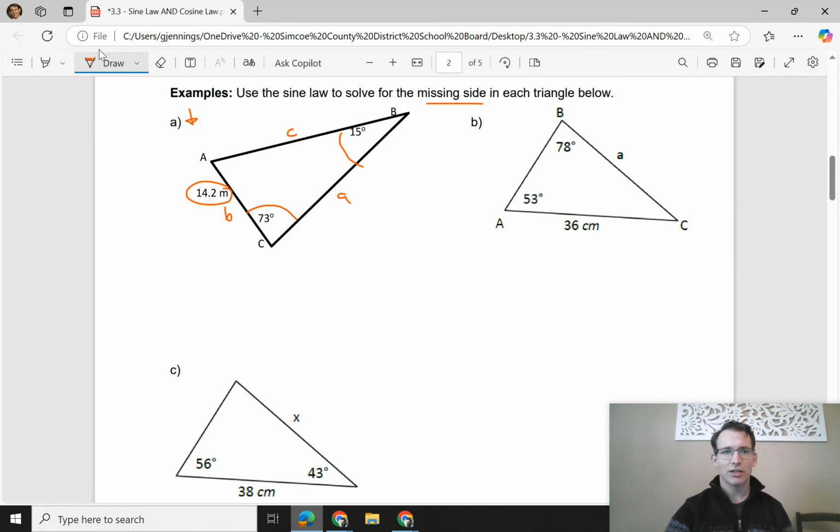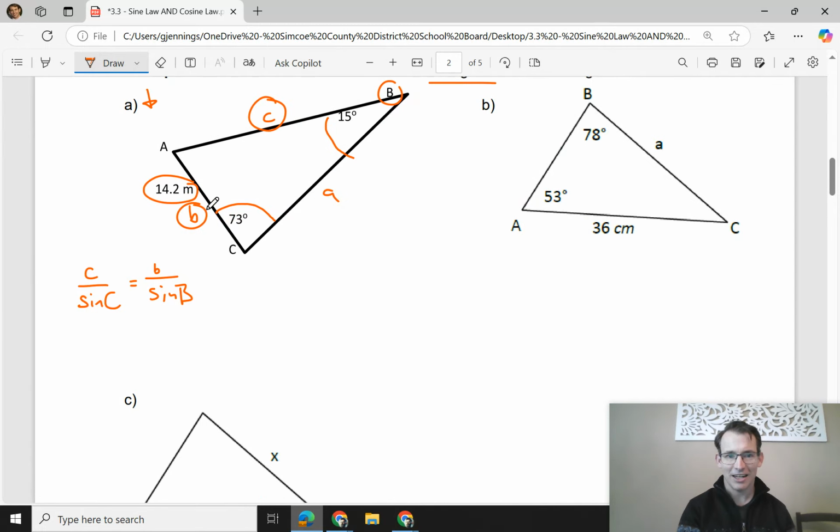If I'm interested to solve for c, this is what I would do. I would write out my formula. c over sine C is equal to, that's big B, that's little b, little b over sine big B. Okay, and now I sub in and solve this for the missing side. I also checked that this is not a right-angled triangle, so I don't just need SOHCAHTOA. I need something bigger like sine law.